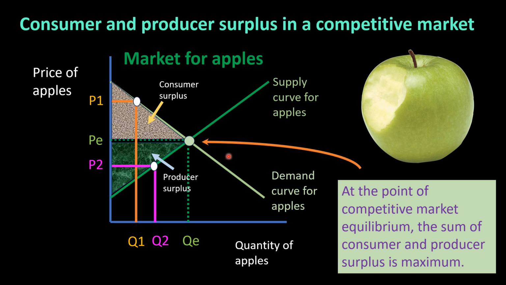At the point of competitive market equilibrium, the sum of consumer and producer surplus is at its maximum. These concepts are really important to understand where they sit, because once we start shifting these curves around, we are going to impact the size of our consumer and producer surplus. So you must understand these basic concepts first.